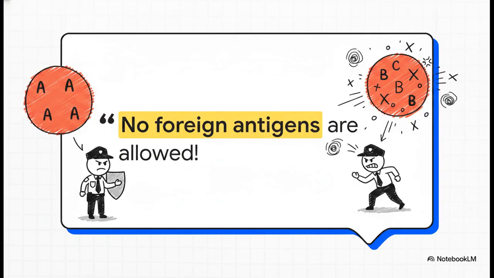Which brings us to the absolute golden rule of blood transfusions. And if you remember one thing today, make it this: no foreign antigens allowed. Remember those security guards? If you have type A blood, your security guards are totally cool with the A jersey. But if a cell wearing a B jersey wanders into the bloodstream, the guards are like, whoa, you do not belong here, and they attack. You can never, ever introduce a jersey that the patient's body hasn't seen before.